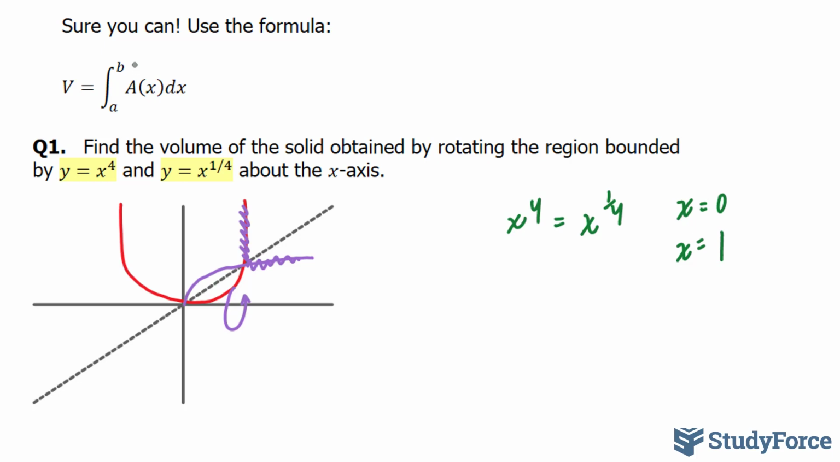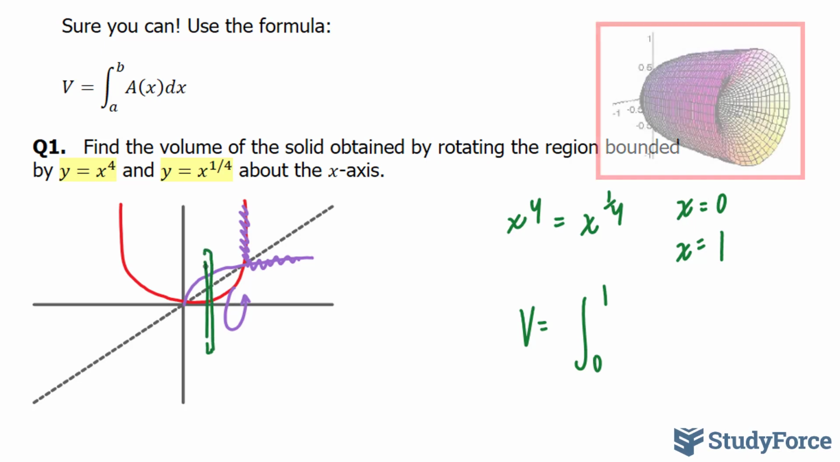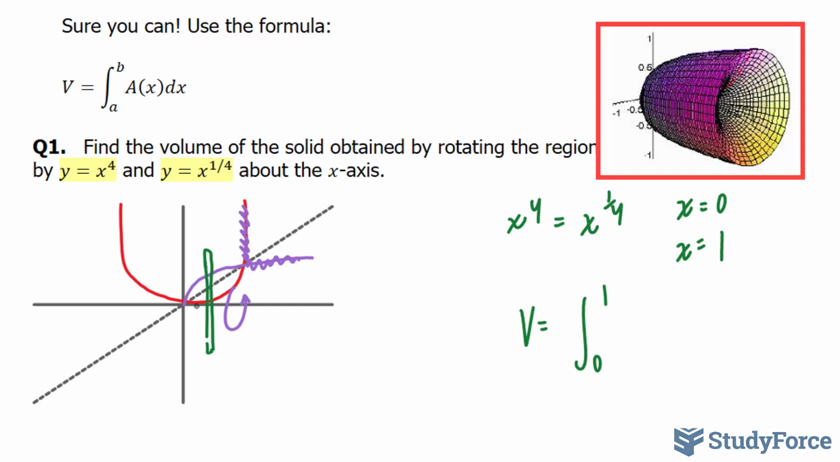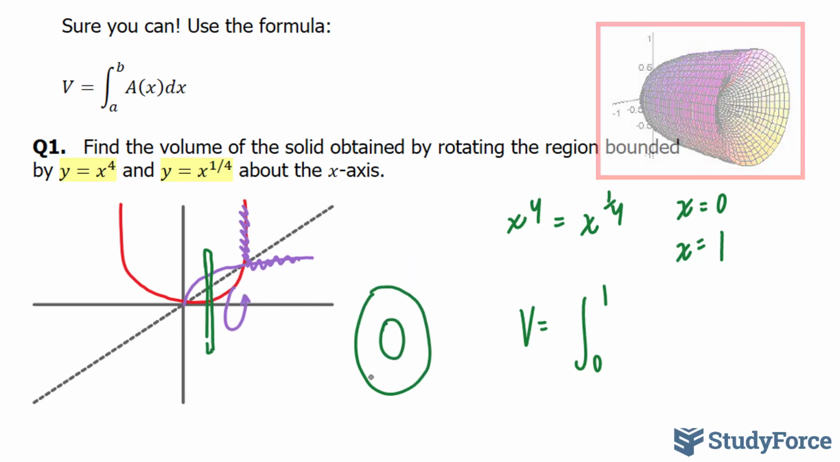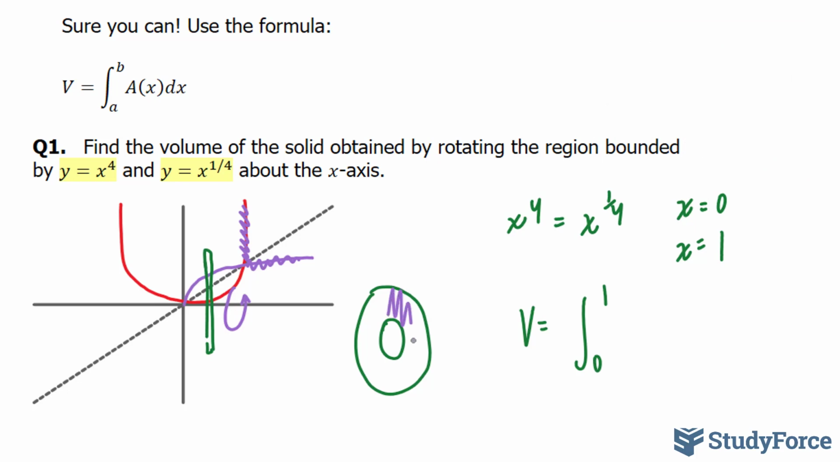And we have to set up the integral so that it looks like this, where we have volume is equal to the integral from 0 to 1 of A(x) dx. A(x) is a function that we have to create right now. And if we were to take a slice out of this 3D shape that's being formed, take a look at the top right of the screen in case you forget what it looks like, you will end up with a circle within a circle. We want to find out the area of this part because this part is hollow.